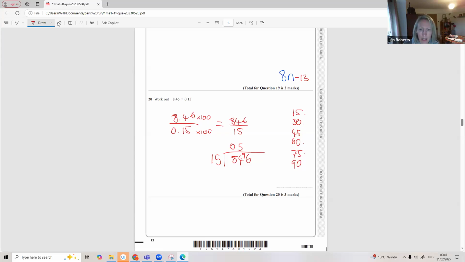15s into 96: 1, 2, 3, 4, 5, 6. What's my remainder? Well, I've got to 90, got 6 left over here. But I've got to create a decimal point now. 15s into 60: 1, 2, 3, 4. Answer: 9.6... 56.4.